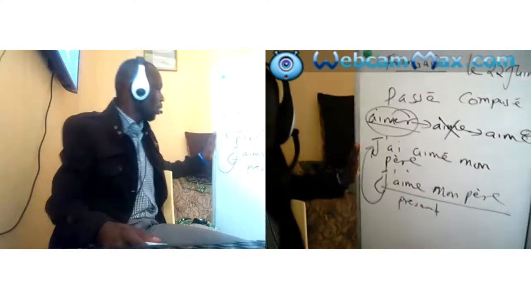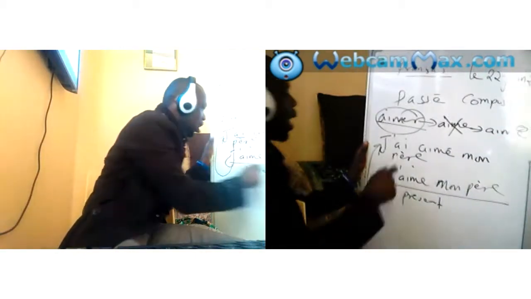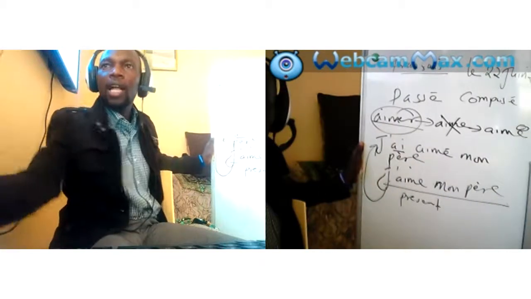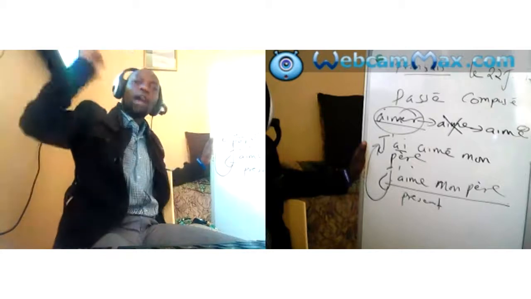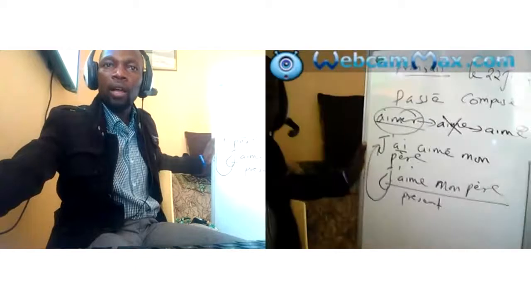J'ai aimé. But j'aime mon père is the present. J'aime mon père, I love my father. J'ai aimé, I loved. Amoni, I believe I'm clear there.